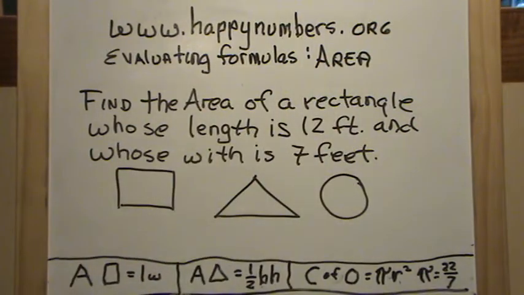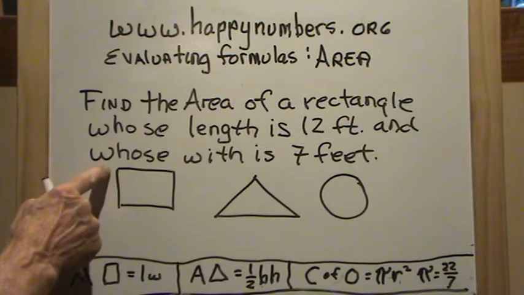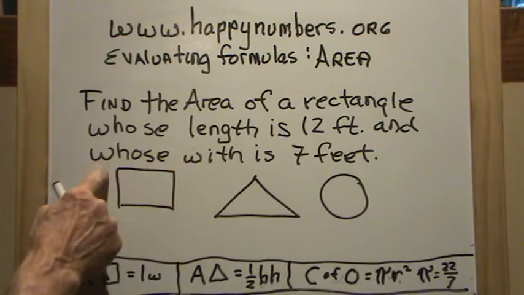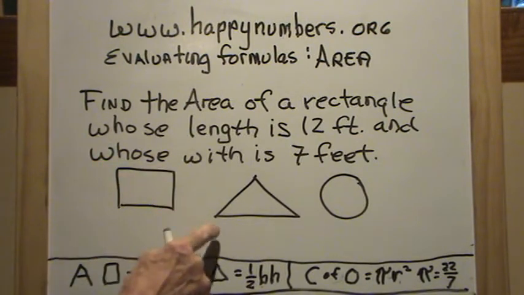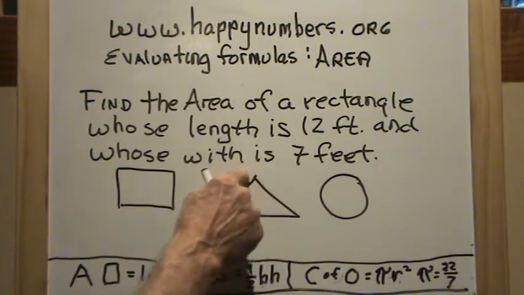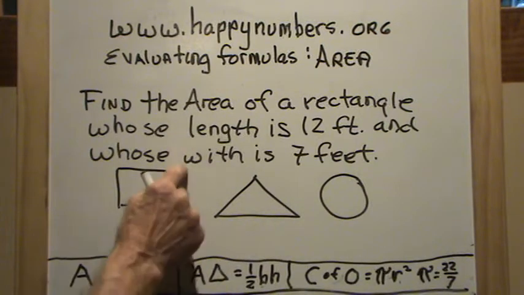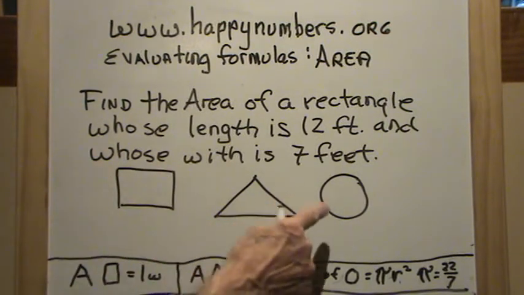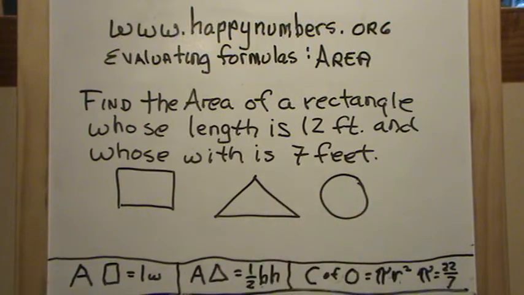Today we're going to be evaluating formulas and we're going to be looking for the area. The last session we evaluated formulas and we were looking for the perimeter of objects. The perimeter is the distance around. So the distance around the triangle would be the perimeter, the distance around the rectangle would be the perimeter. We don't call the distance around the circle a perimeter, we call it a circumference.